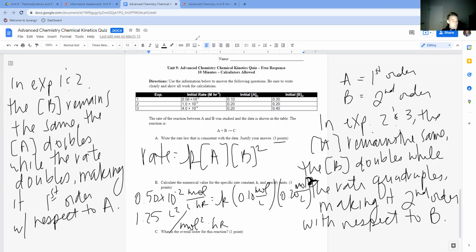You should be doing this problem too, making sure that you get that answer as well and get those units. This question is worth 3 points: 1 for your work, 1 point for the numerical answer, 1 point for the units. And then for the overall order, you just add up the individual rate orders and it is third order overall.